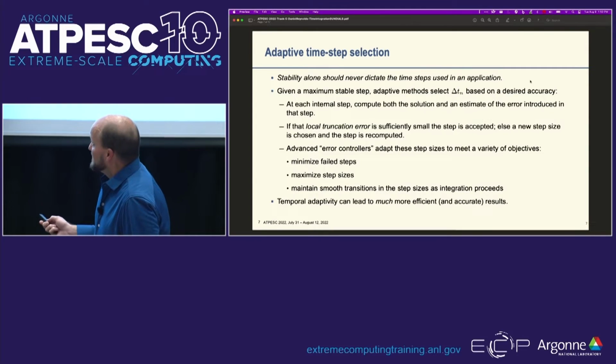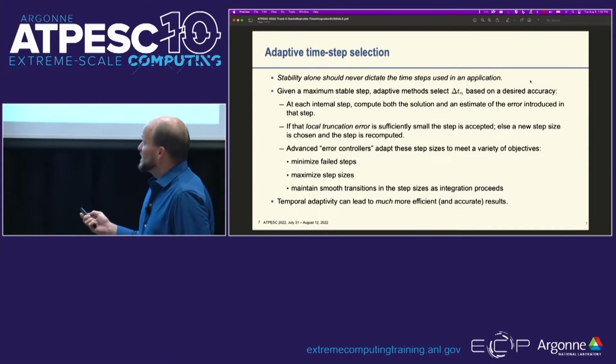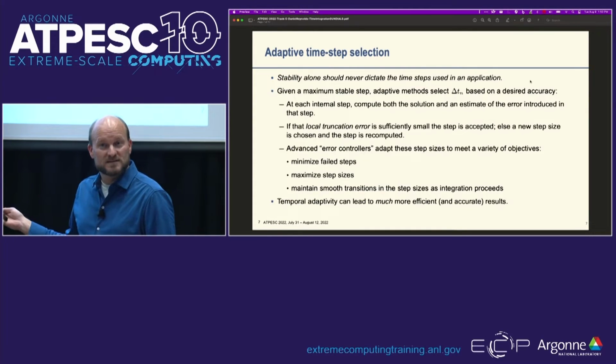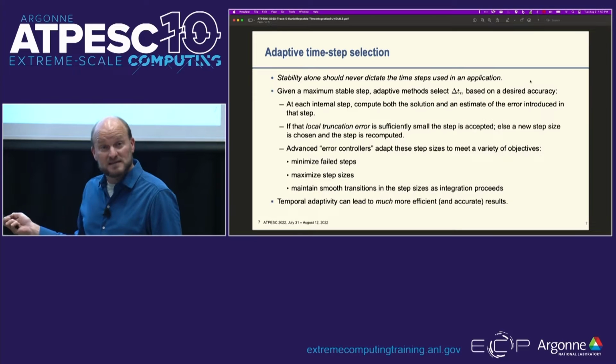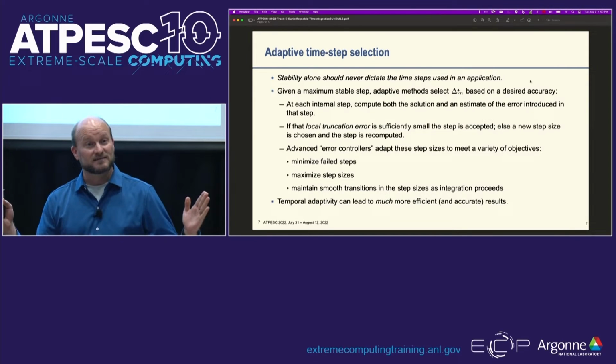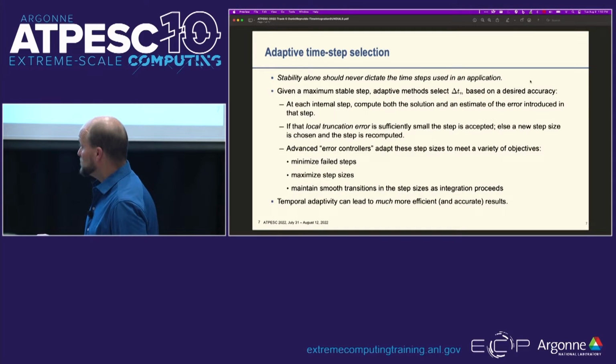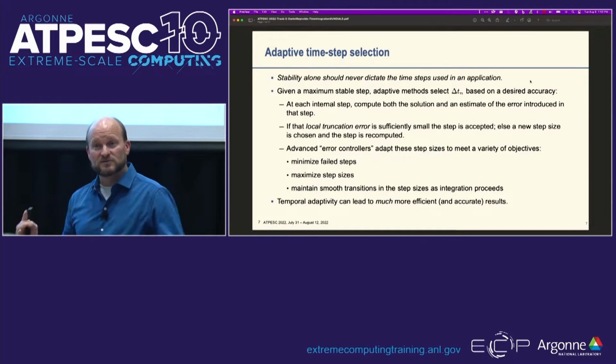We have a number of advanced error controllers that try to adapt these step sizes to meet all kinds of objectives. So we don't want to have too many failed steps. Those are just wasted computation. We want to take the biggest step sizes possible because that gets us to the end faster than if you take little tiny ones. But we also like smooth transitions in the step sizes. If you take big, tiny, big, tiny, big, tiny, it's been shown that can induce additional error into your calculations, as opposed to a smooth transition of step sizes as you go.